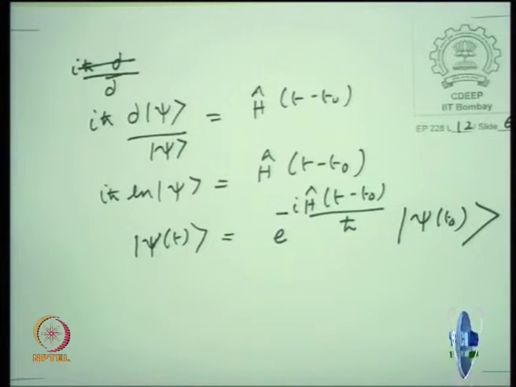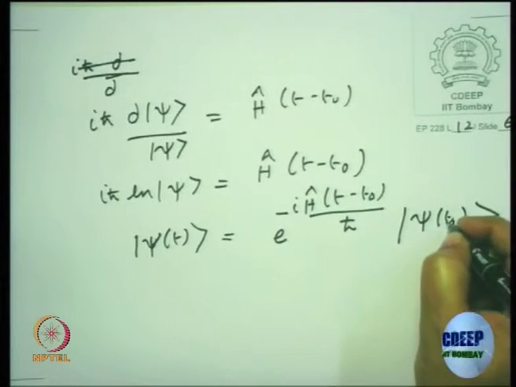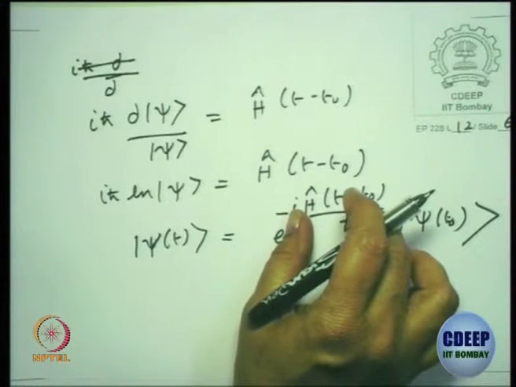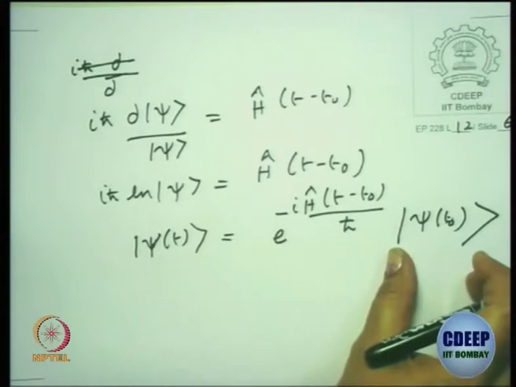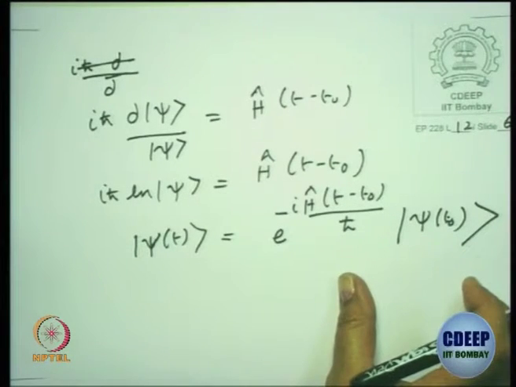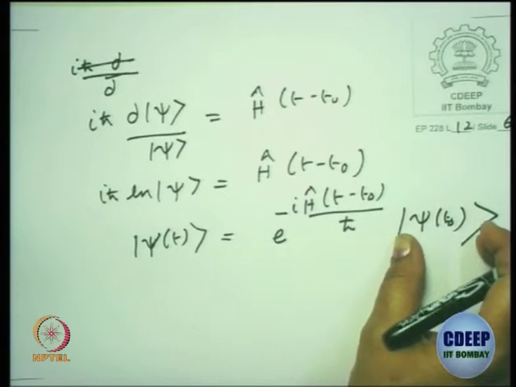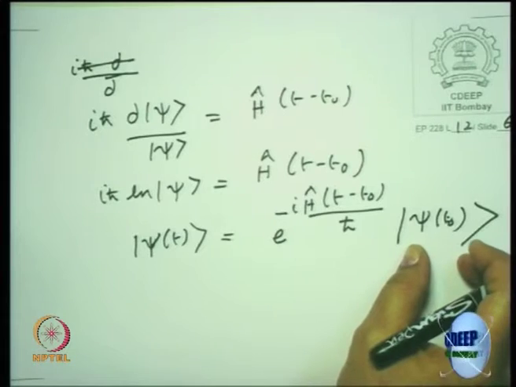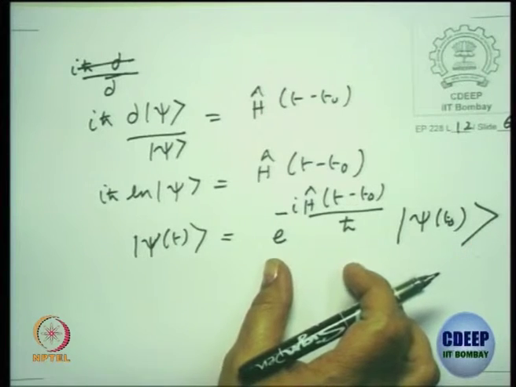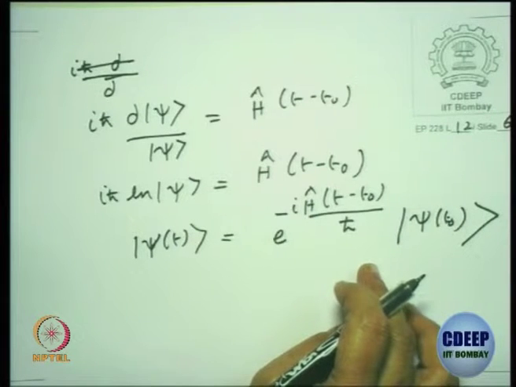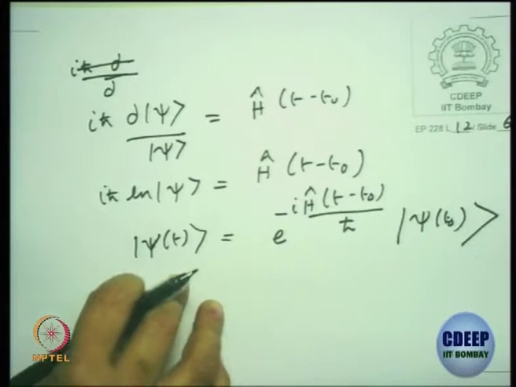Is that right? So, at t equal to t naught, this term vanishes, this is an identity operator. So, psi at t naught will be psi at t naught, and this gives you the state vector: the initial state vector at t naught evolves in time by this operator to give you the new state.